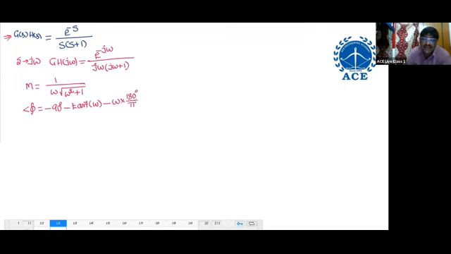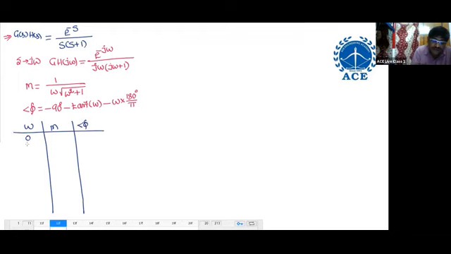Now, this angle is not a finite angle. Omega infinity means this angle becomes infinity. That's why you have to go by the standard procedure. Make a table of omega, magnitude, phase: 0, 1, 2, 5, 10, infinity. Omega 0: magnitude infinity, angle minus 90.